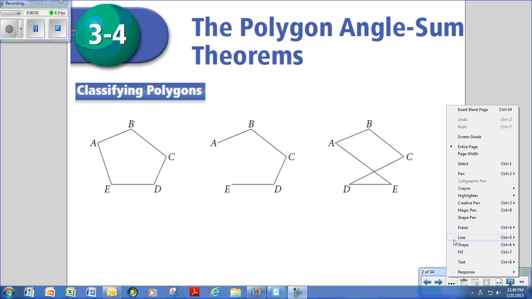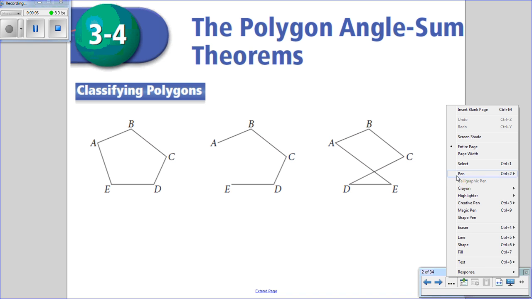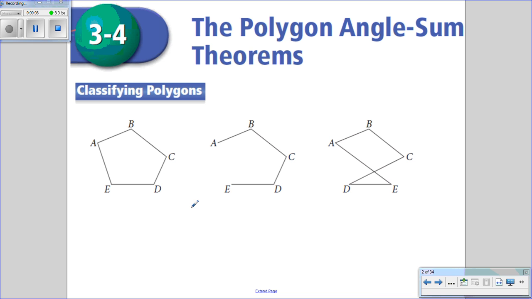Today's lesson we're going to talk about polygons and what their angles add up to. So first let's talk about what a polygon is. Okay, a couple things. Polygons have to have straight sides.